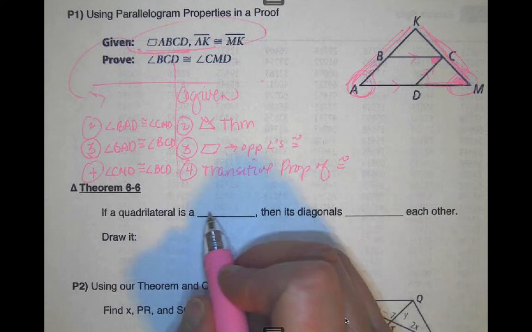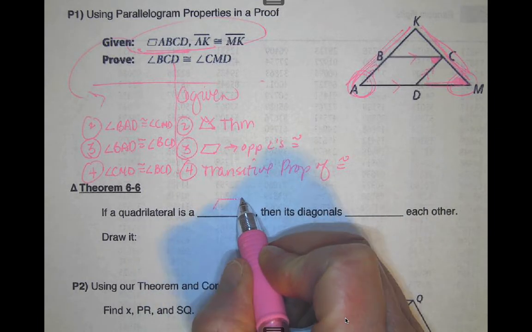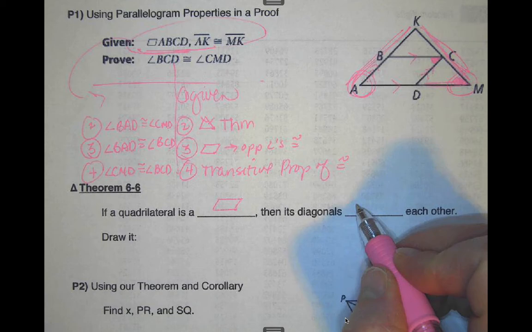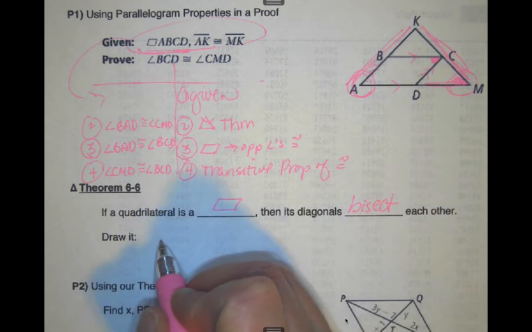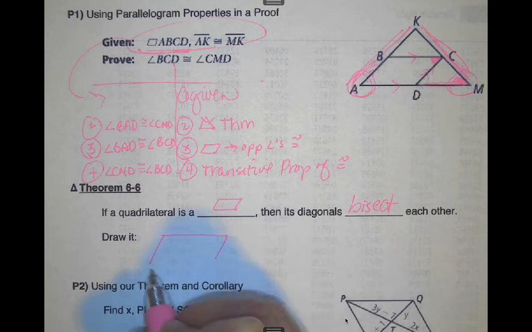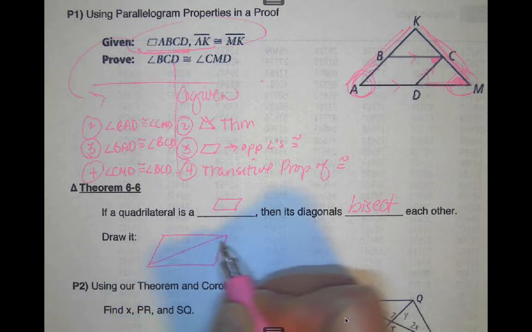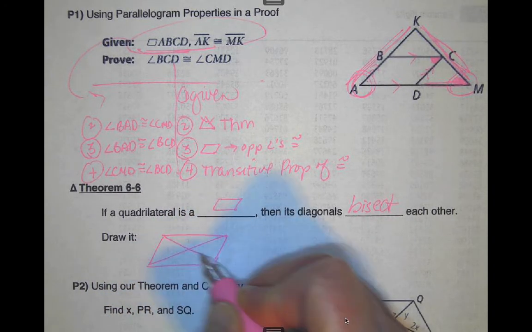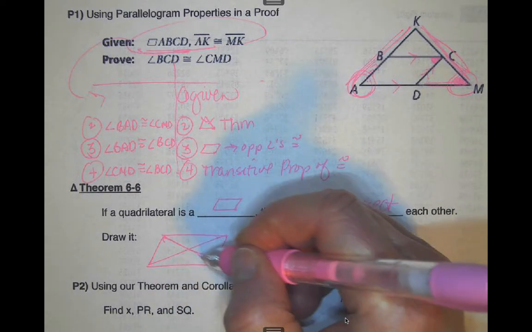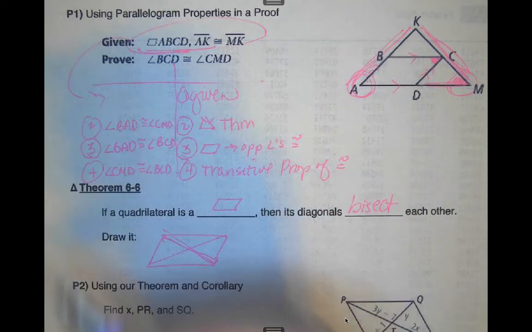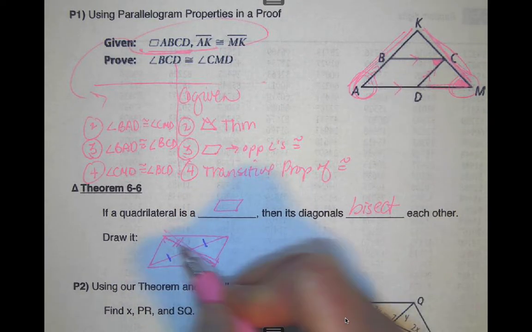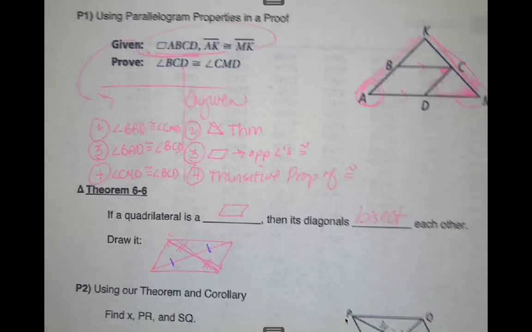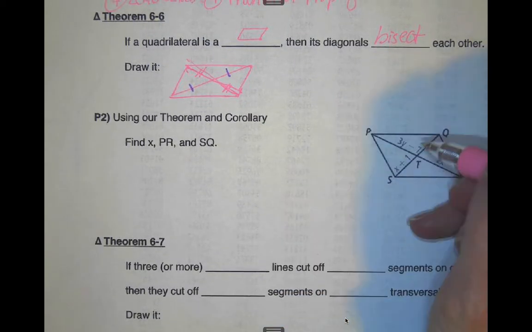The next theorem says if a quadrilateral is a parallelogram, then its diagonals bisect each other. So what this is saying is that if I have a parallelogram, here's one diagonal, here's another diagonal. That was a lousy diagonal. I still draw bad diagonals even if I'm at home. All right, so then these are congruent and these two are congruent to each other.